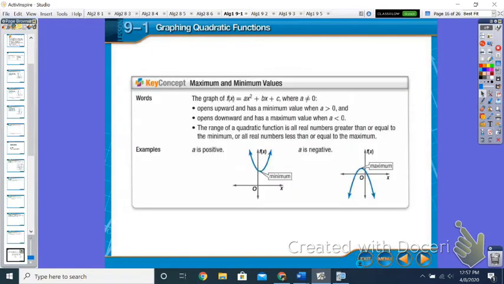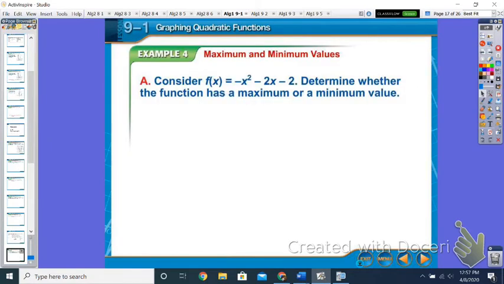All right. Now we're going to look at one more thing today, and then we'll have you jump over to a huddle. All right. And this is pretty easy. I think you'll have maybe an easier time with this than what we just looked at. Determine whether the function has a maximum or a minimum value.